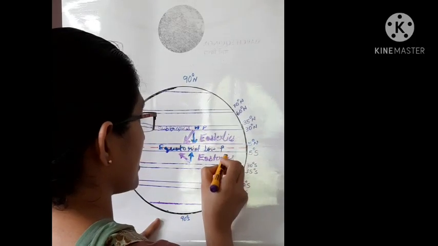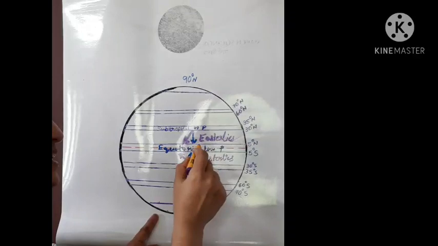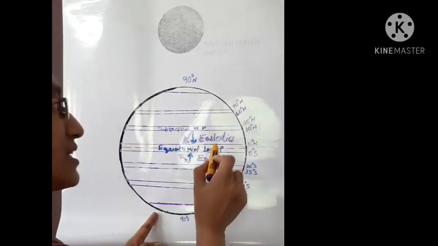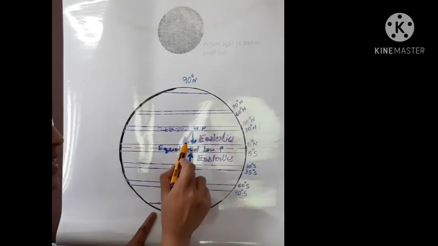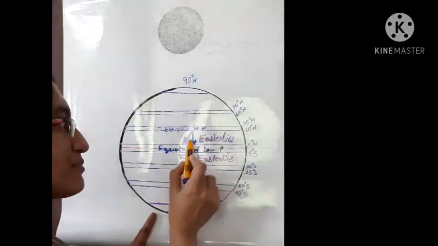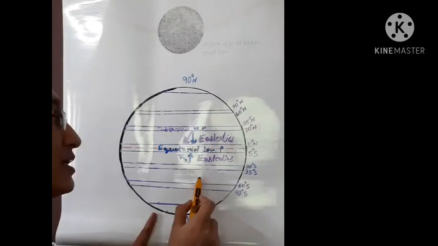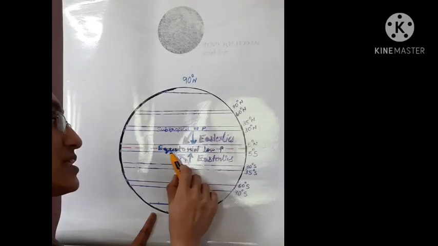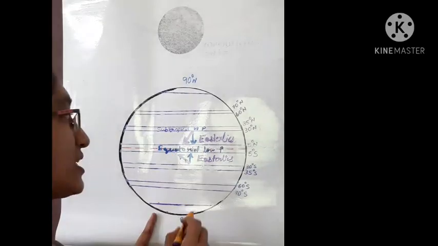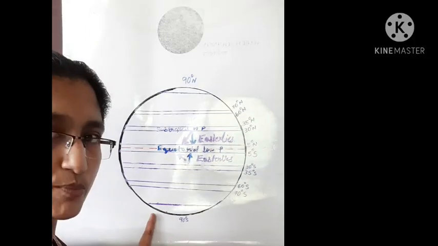These winds are named as easterlies. In the northern hemisphere, easterlies are blowing from northeast to southwest direction. They are moving from the subtropical high pressure belt to the equatorial low pressure belt. And in the southern hemisphere, the winds are moving from southeast towards the northwest direction, from the southern subtropical high pressure belt to the equatorial low pressure belt.